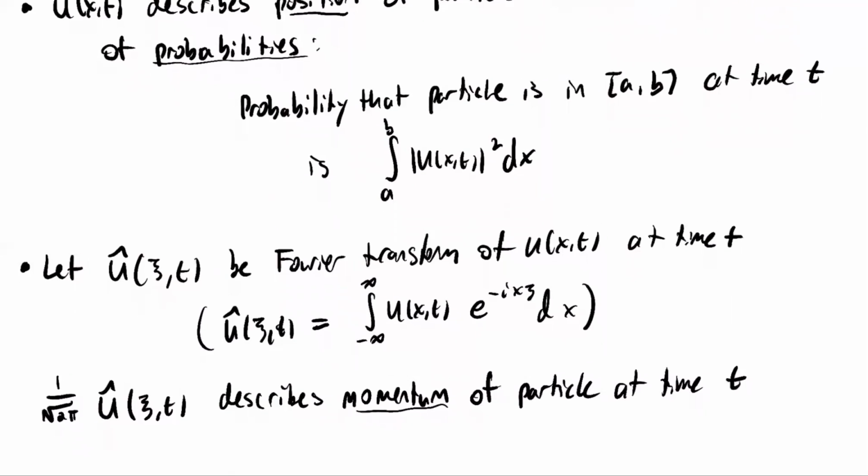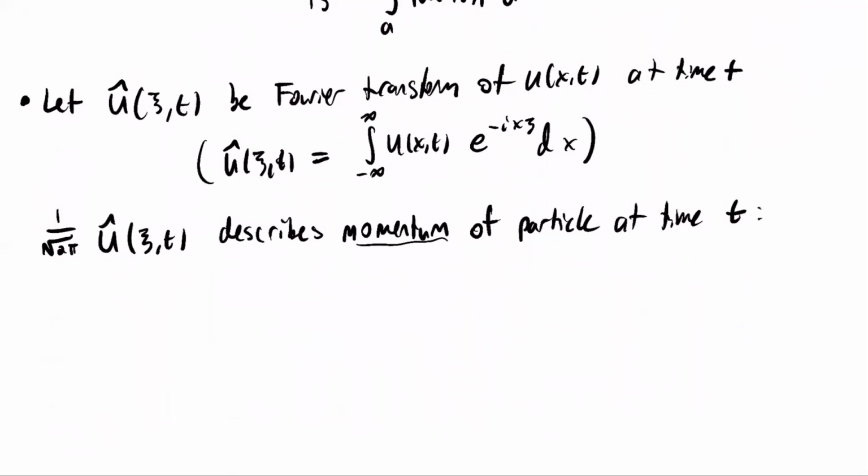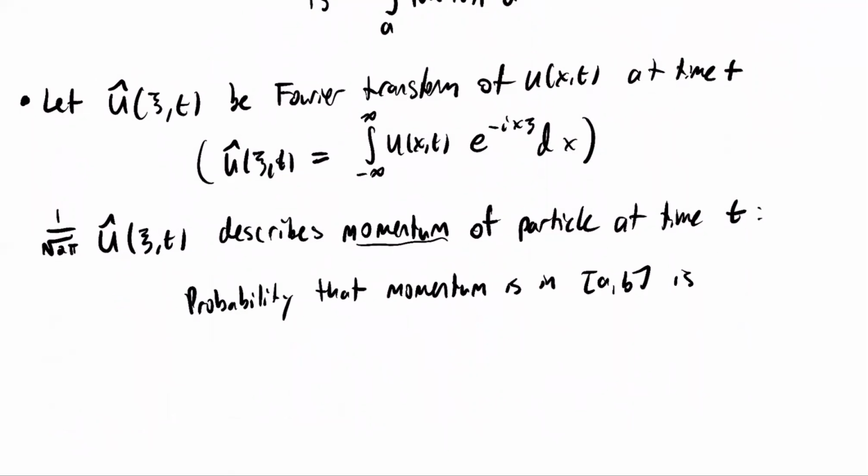And again, it's going to be described in a probabilistic way. So the probability that the momentum is in the interval between a and b is given by the integral from a to b of this object squared, right? So of 1 over 2 pi times the Fourier transform with respect to x, squared, dξ.